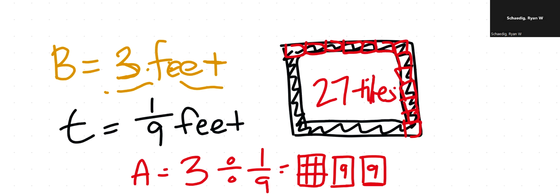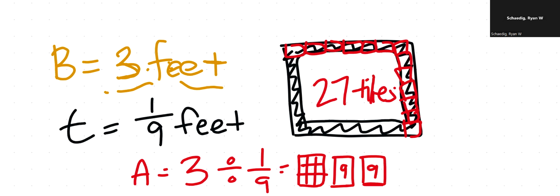Okay, so we're still not done. Think of all the things we've done already. First, we had to find the area of that border. Next, we had to find the area of the tiles themselves. And then we divided that. We took the area of the border, which was 3 feet. We divided it by 1/9 of a foot to figure out how many tiles we have. We have 27 tiles, but that's not the end of it.